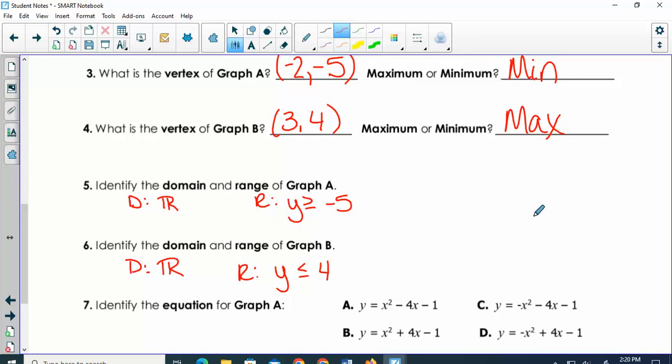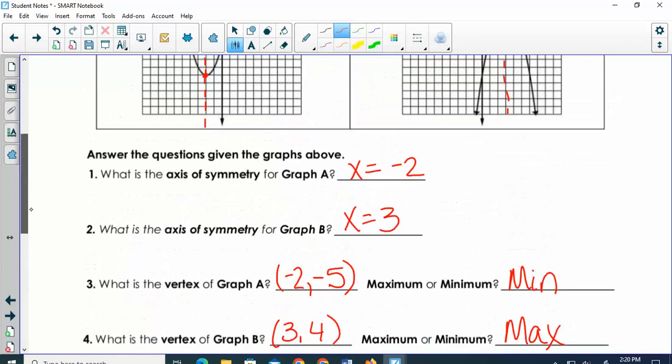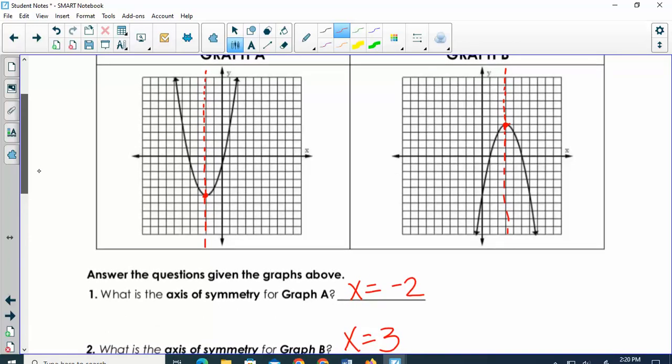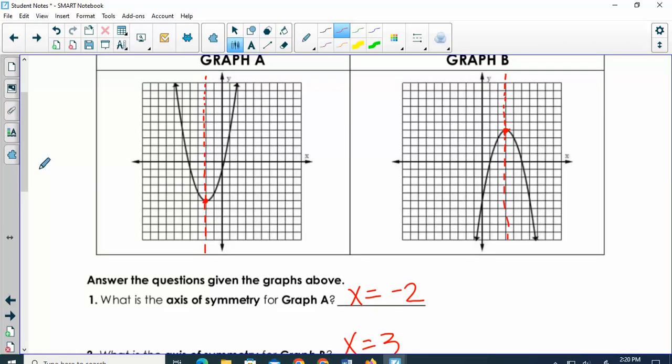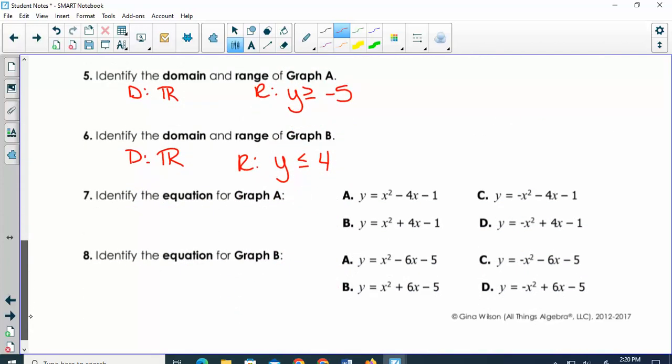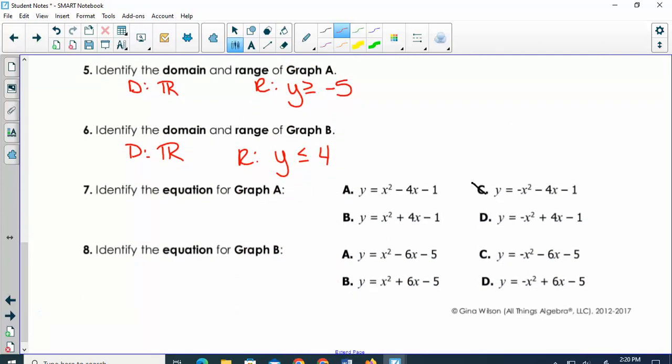Now, I have to pick the equation for graph A. Can you tell me if graph A had a positive or a negative x squared? How do we know if it's positive or negative? Yeah, if it's going up or down. Remember, if it's an upward facing parabola, that was a positive. But if you put a negative in front, it flips upside down. So graph A had to be a positive x squared. So I can definitely narrow down. Choices C and D are out.